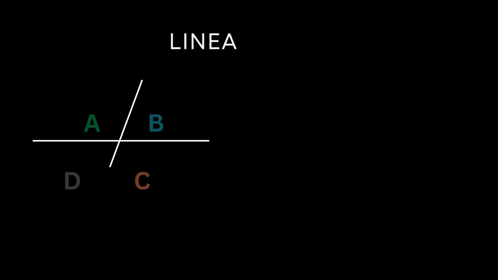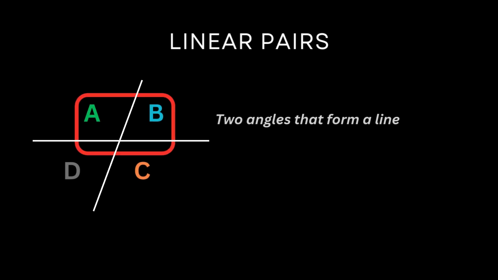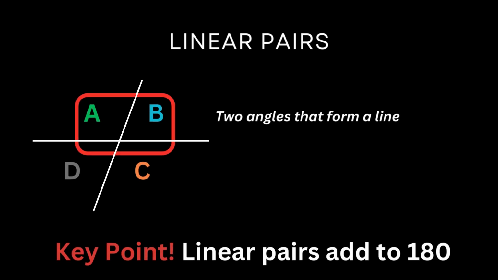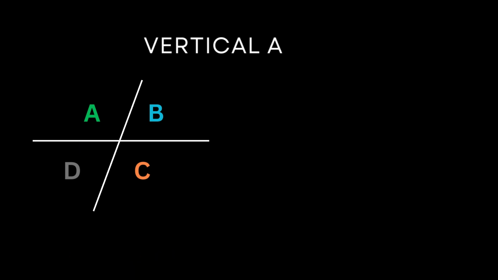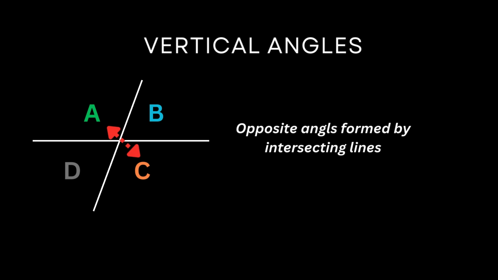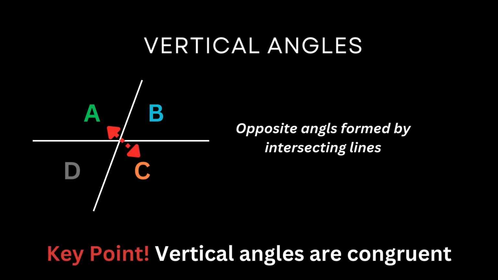Let's review what we've learned. Linear pairs are two angles that form a line. Key point, linear pairs add to 180. Vertical angles are opposite angles formed by two intersecting lines. Key point, vertical angles are congruent.